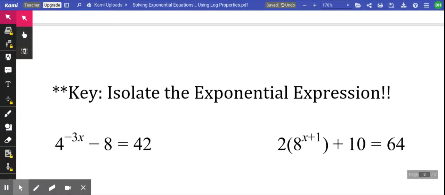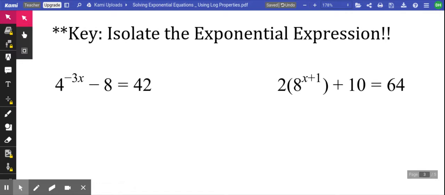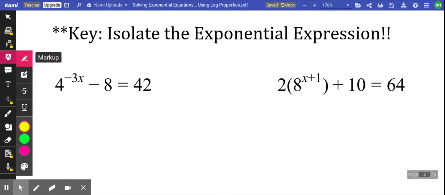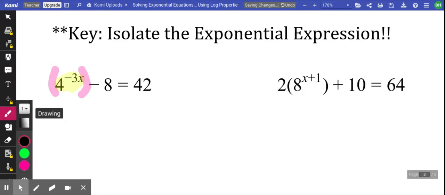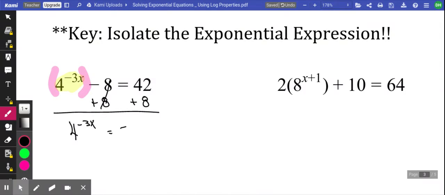Yeah, we got this. Now we're going to get a little more challenging here. And the key is we want to stress that we're trying to isolate the exponential expression before we're allowed to take the log of both sides. So in this first one, this right here, if you want to shade that in or highlight that somehow, that's what we consider your exponential expression. So we want to isolate that term before we do anything else. So all we've got to do is add an 8 to both sides. And we could say 4 raised to the negative 3x equals 50, okay?